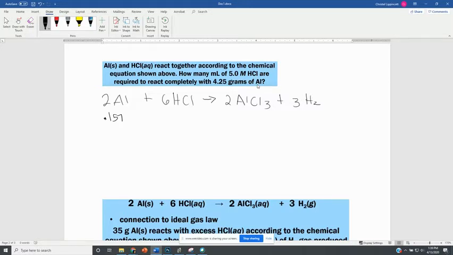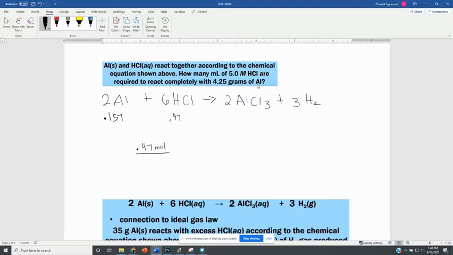I'm going to take that up into the cloud then. When I take that up into here, I'm going to divide by 2. And then I'm going to multiply that by 6 to bring it back down here, which gives me 0.47 moles of HCl.